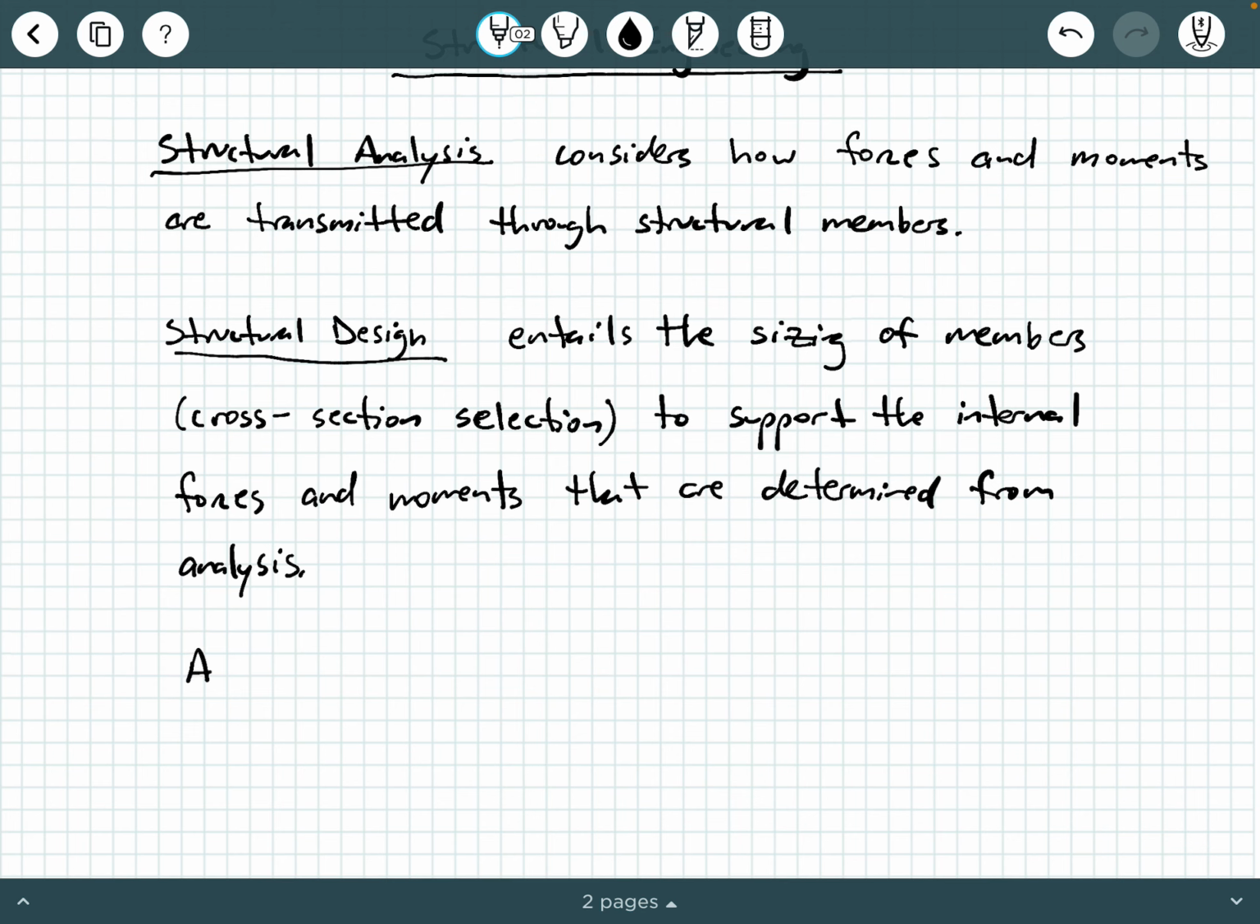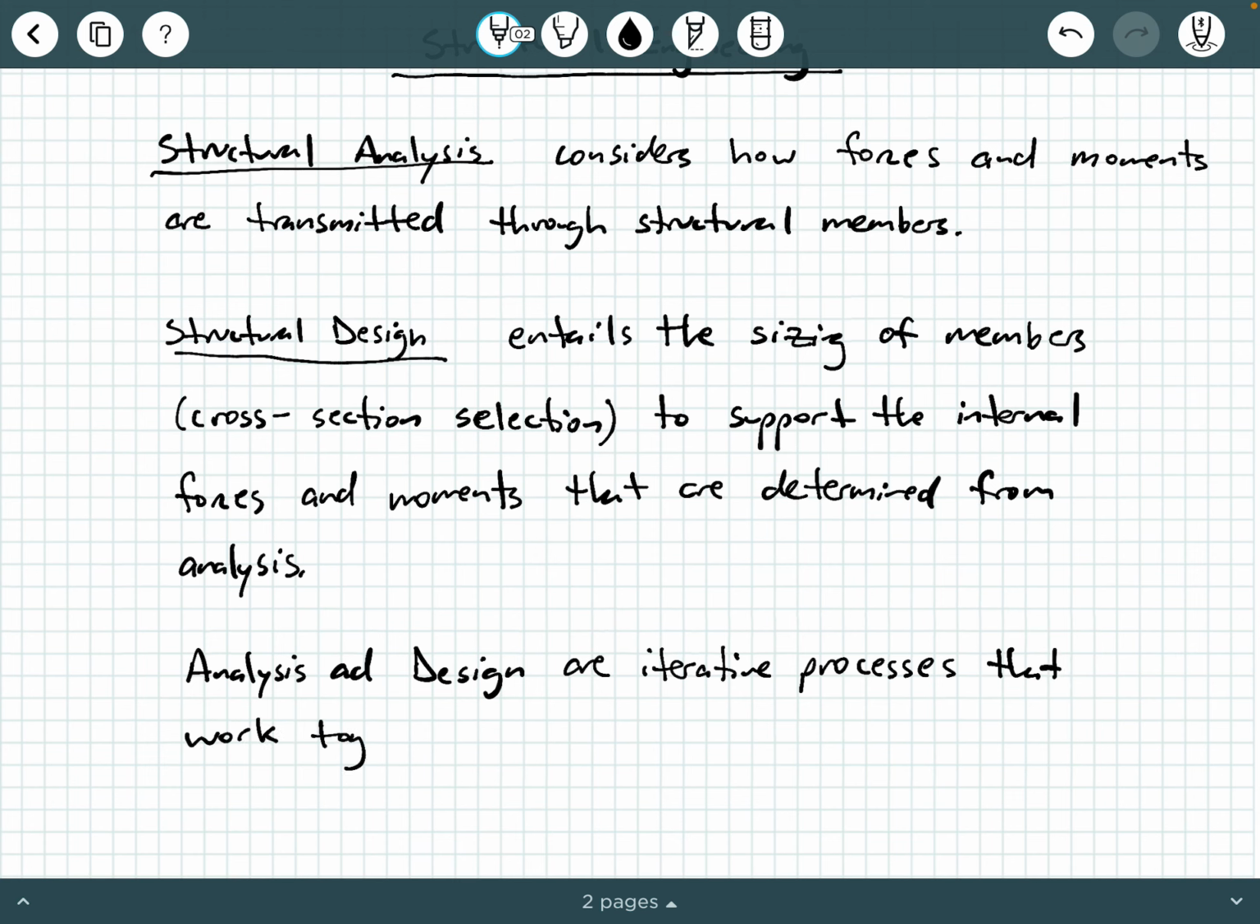So it turns out that analysis and design are iterative processes that work together. Okay, so they go hand in hand, and in a real life structural engineering project, you often have to perform some analysis procedures, perform some design procedures, and then reiterate and re-perform some analysis checks, and then maybe refine your design. So this kind of goes back to the idea of applying the engineering design process that you may have learned about in a previous course in engineering.